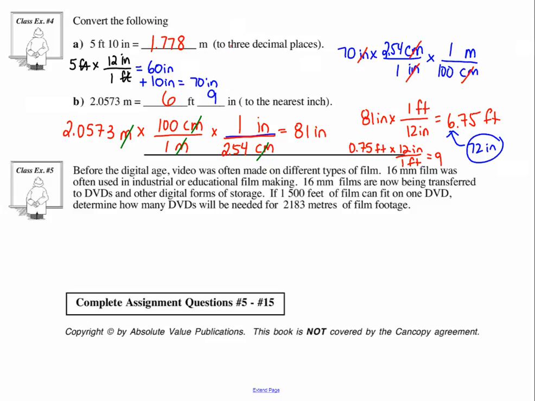Before the digital age, which was like when I was born, video was often made on different types of film. That was when I was a kid, yep. 16 millimeter film was often used in industrial or educational film. That's how, when I was very young, I watched movies. 16 millimeter films are now being transferred to DVDs and other digital forms of storage, which is kind of outdated now, because now it's just being completely digital.